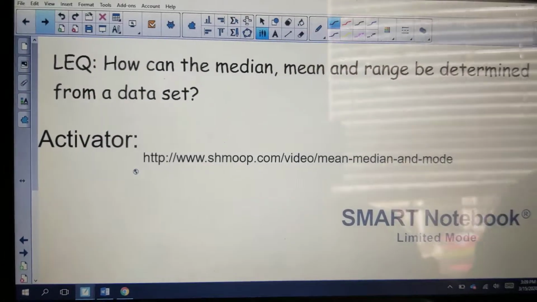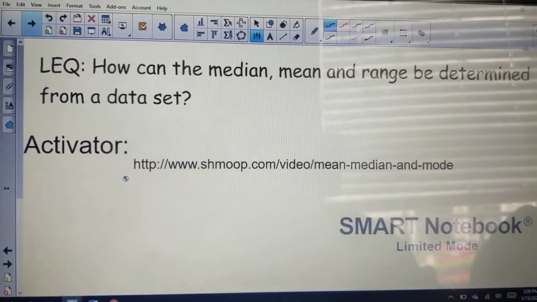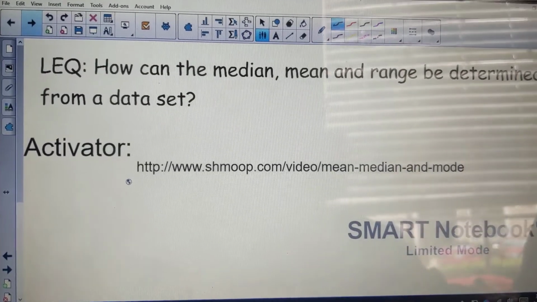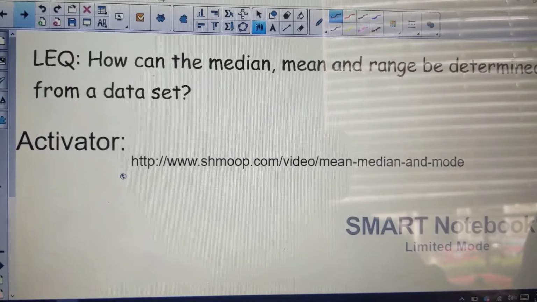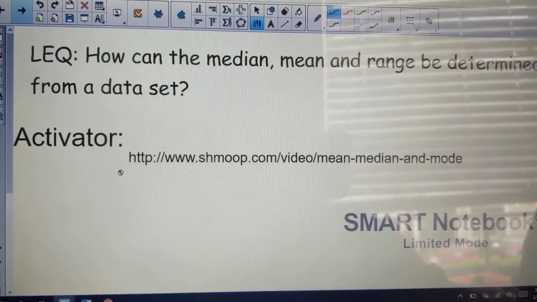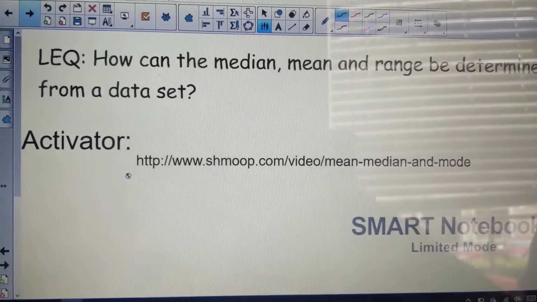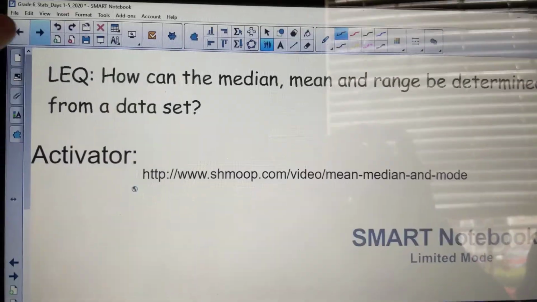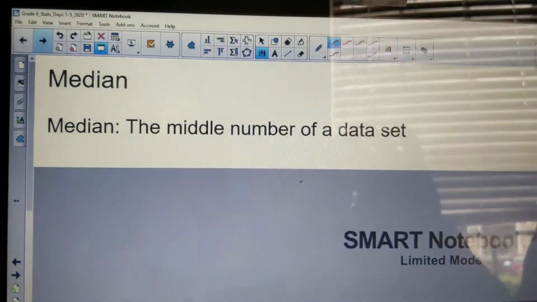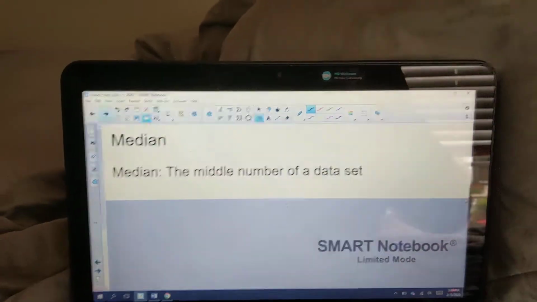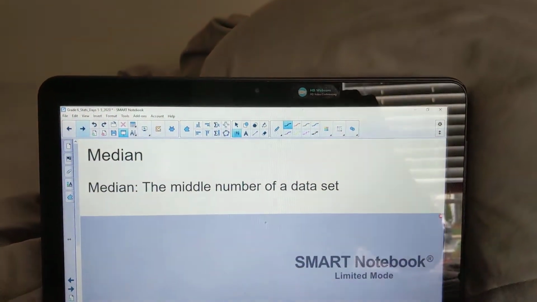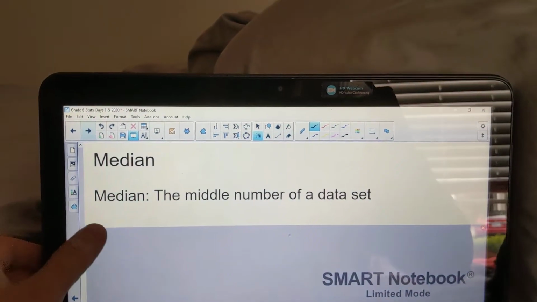Okay, we are still looking at the same question for the week, is how can the median, mean, and range be determined from a data set? There's a link for the activator. You may have to type it in your browser, or if you have the PDF open, you can go ahead and copy and paste that now. Today we'll be looking at the median. The median is the exact middle number of a data set. This should be in your notes.